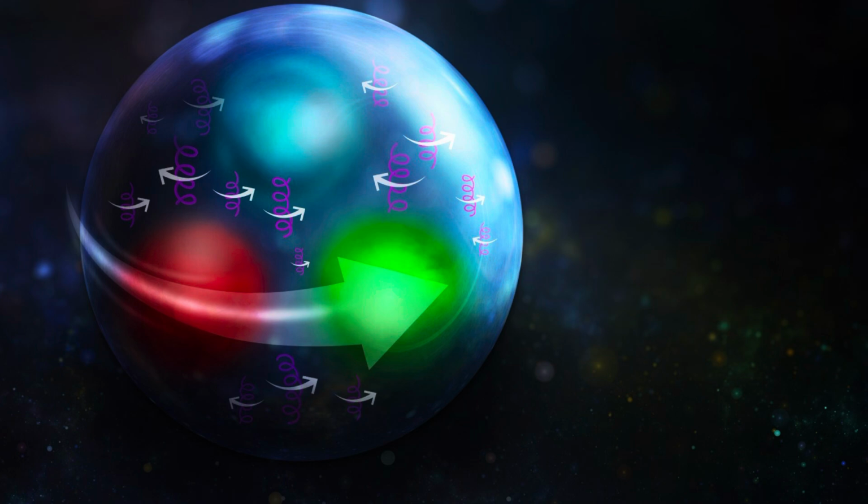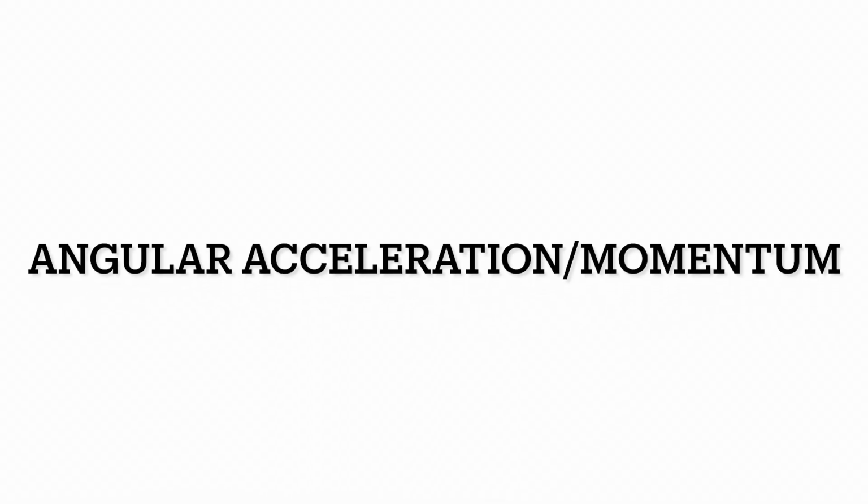Let's find out. All subatomic particles spin, and you can think of them as a spinning sphere, because that's the easiest way to do it. And because they spin, they have an angular acceleration and an angular momentum, and these values can be used to find the spin of the particle.